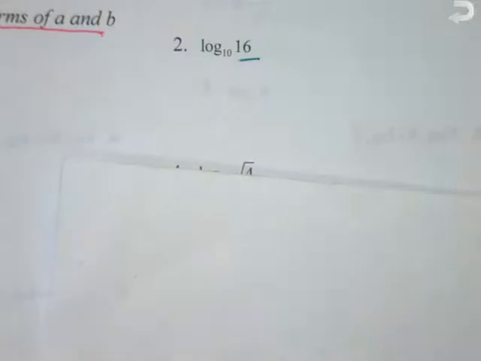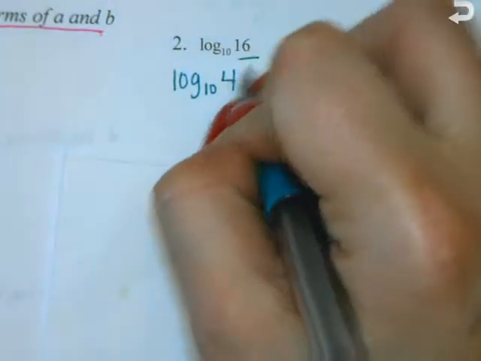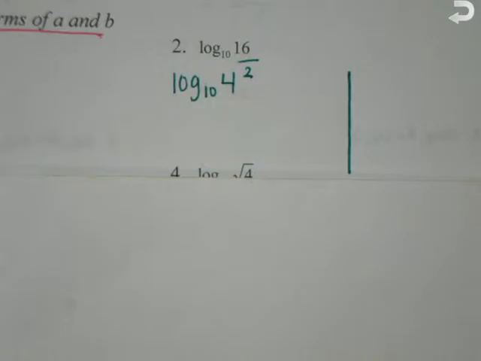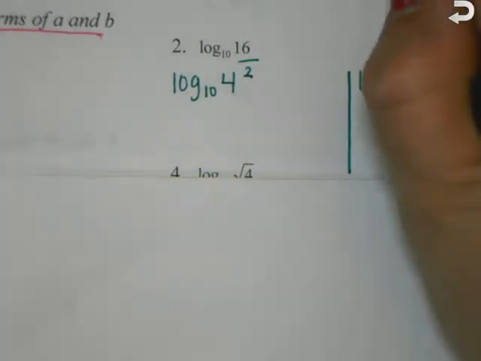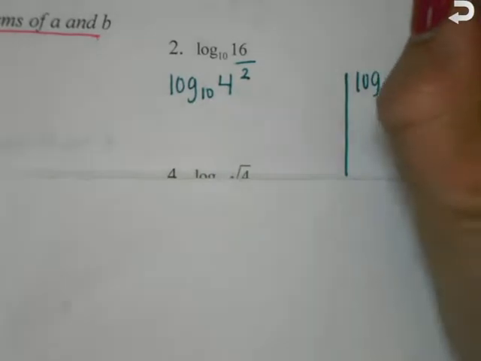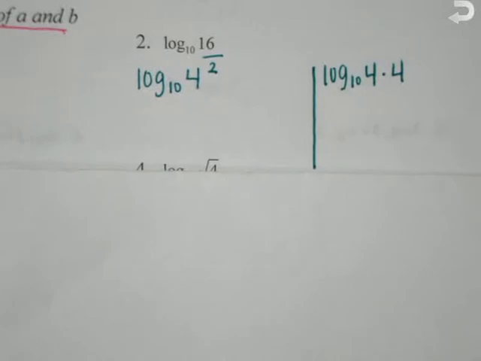So example 2, we have log base 10 of 16. How can I rewrite 16 so that it's only in terms of 36 and or 4? 4 squared. Okay, so this would be log base 10 of 4 squared. There's actually two ways you can do this, so I'm going to do both ways. Can anybody think of another way to rewrite 16? Yeah, if we do it 4 times 4, okay? 4 squared and 4 times 4 is the same thing, but students do it both ways, so I want you to see it both ways, okay? So let's do both.